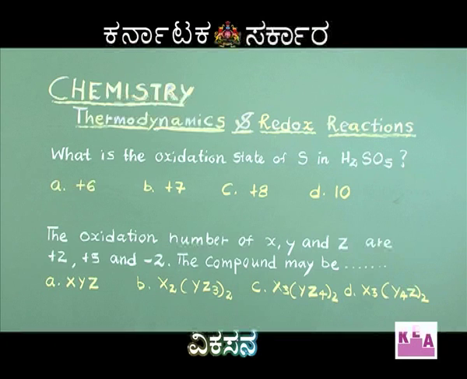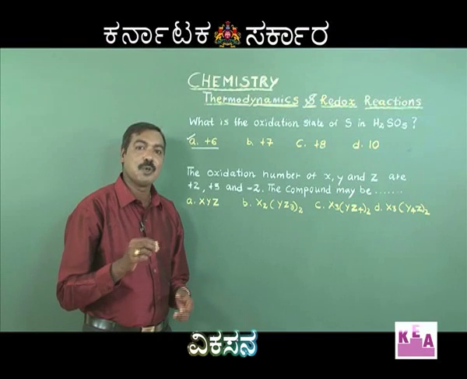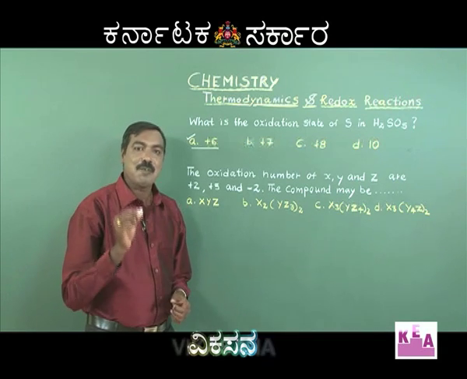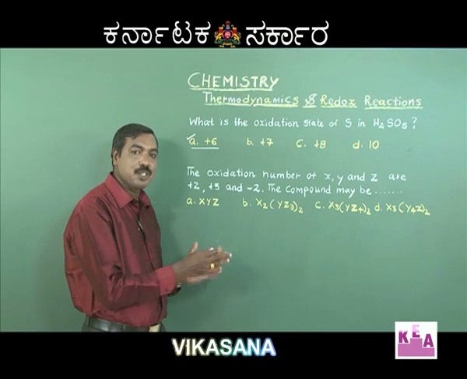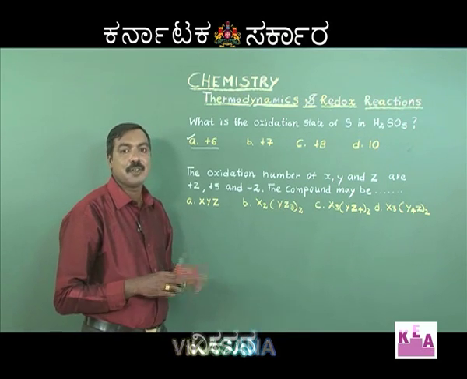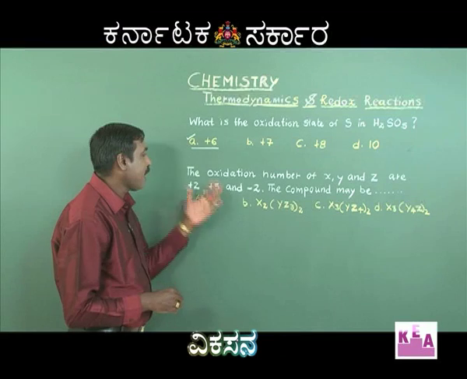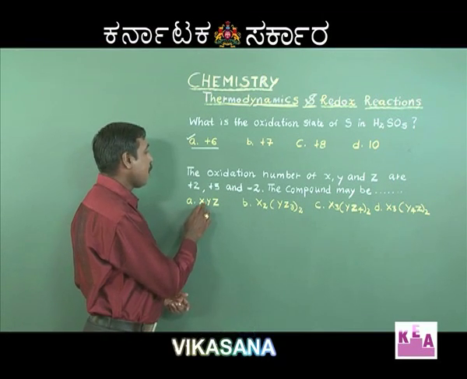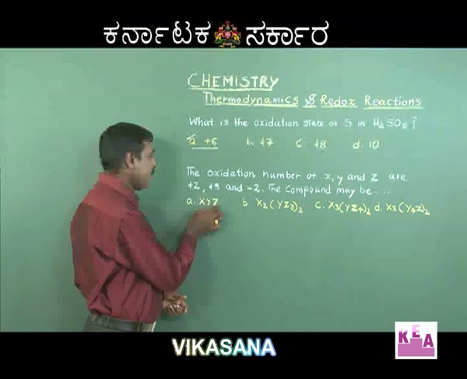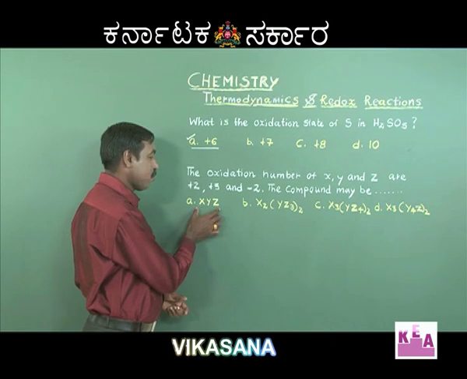The oxidation numbers of X, Y and Z are plus 2, plus 5 and minus 2. Which compound is holding all these oxidation states? Now you know the general rule: the sum of oxidation numbers is equal to 0. Let's see by substituting the values of X, Y and Z which one matches. If I substitute X is equal to 2, 2 plus 5 is 7, 7 minus 2 happens to be 5.